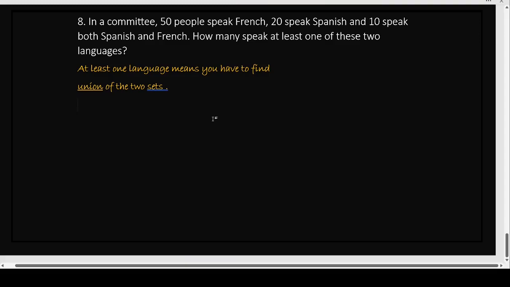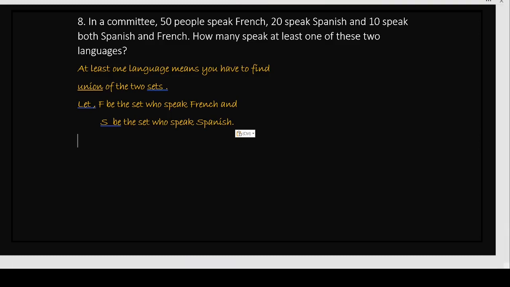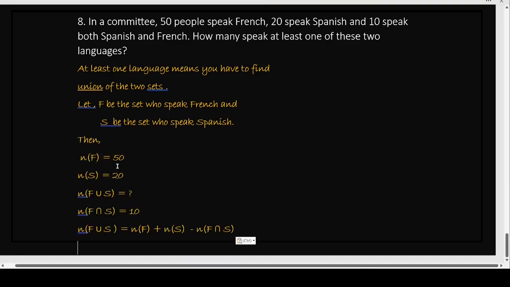It's pretty straightforward. Let F be the set of people who speak French, and S be the set of people who speak Spanish. All these things will follow. n(F) is 50, n(S) is 20, n(F union S) is what we want, and n(F intersection S) is given as 10. That means the people who speak both the languages. So n(F union S) is equal to n(F) plus n(S) minus n(F intersection S).